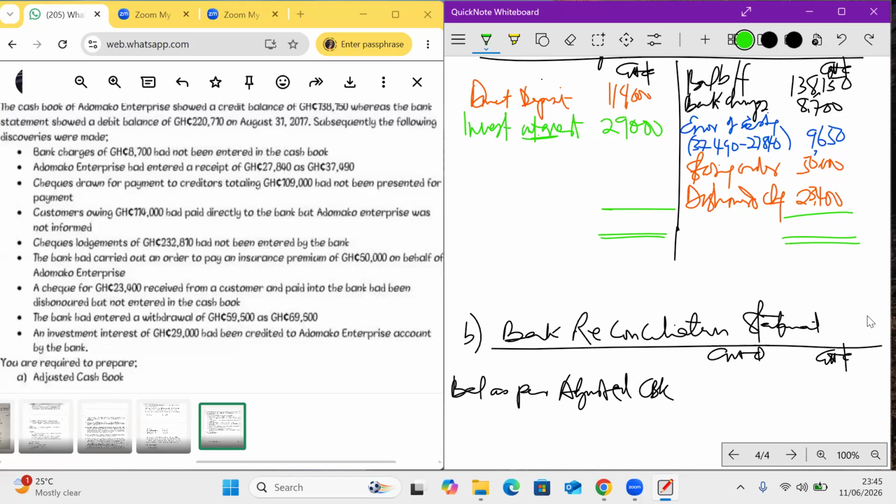What do you have? I have 229,900. You repeat the same thing here, 229,900. The balance carried down, they add that one too. Quick, it's late.